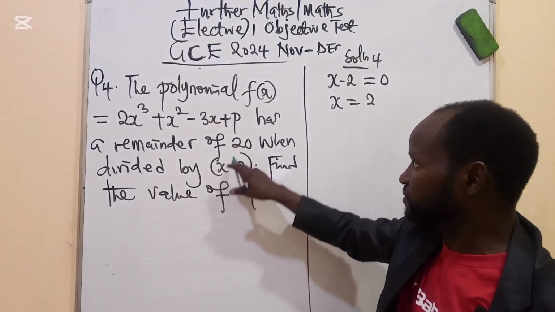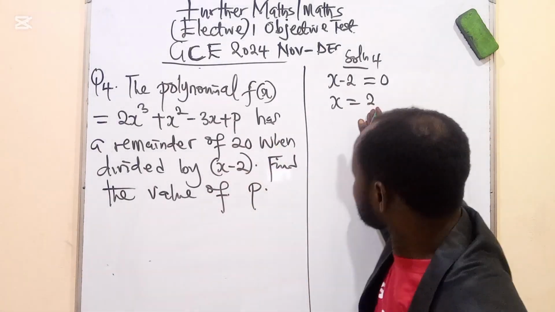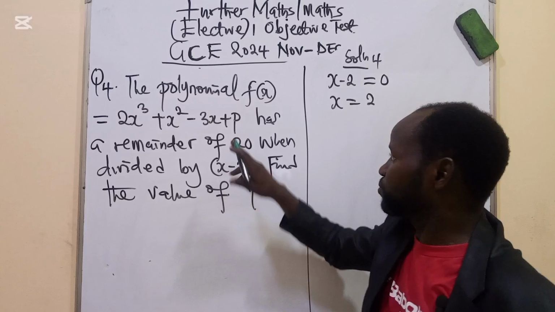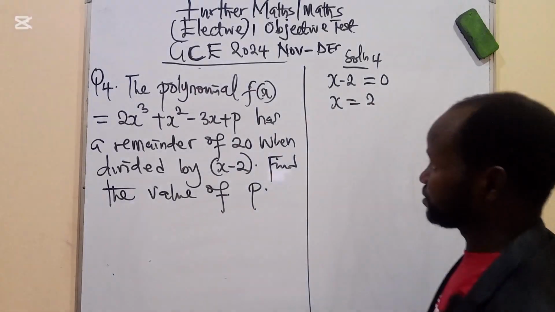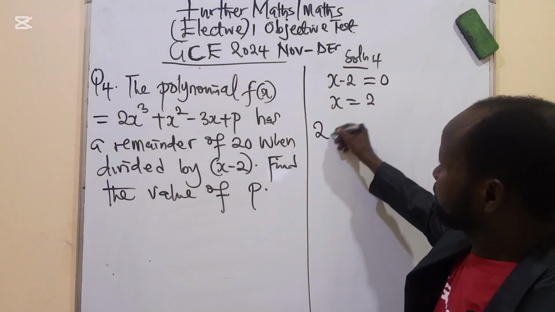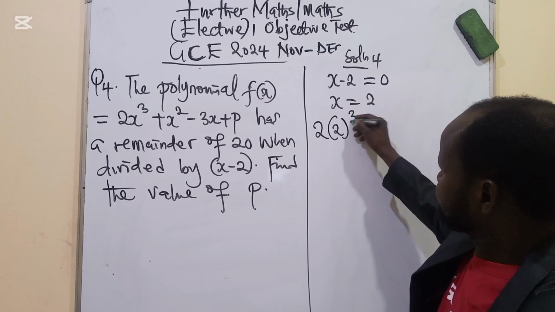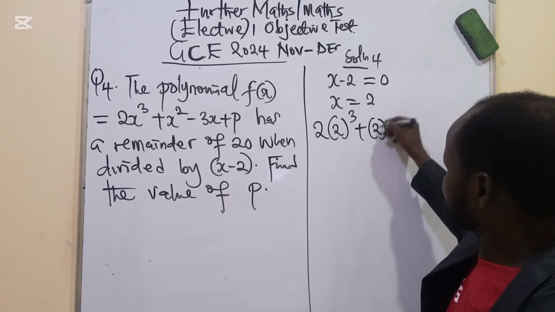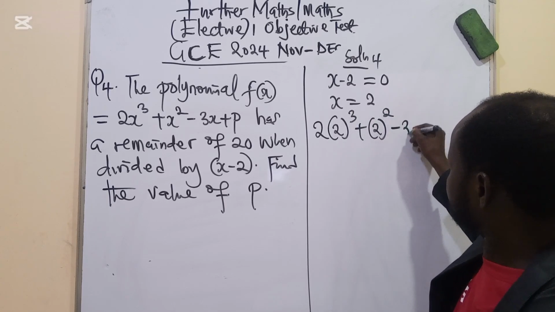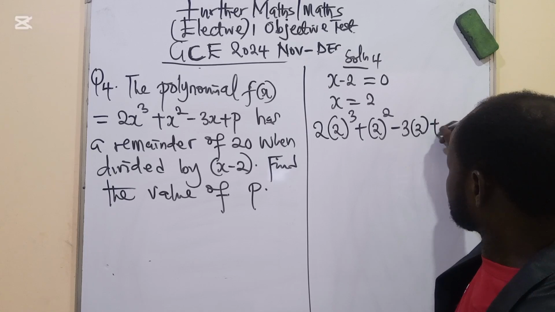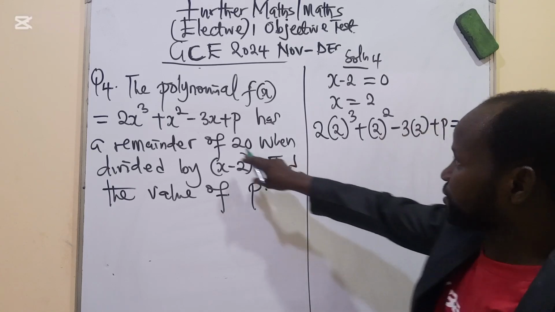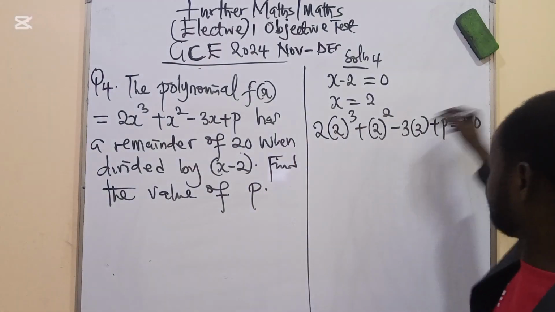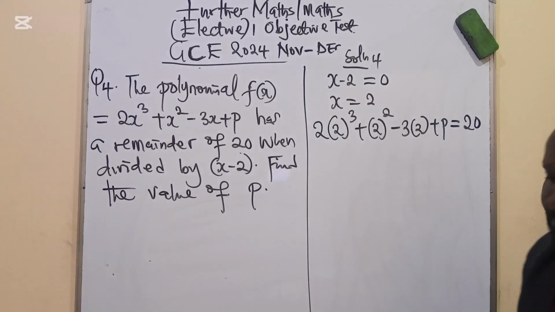But if this is not a factor, whatever the remainder, substitute the value of x into this function and equate that function to the remainder now. So it will be 2 into 2 power 3 plus 2 into 2 squared minus 3 into 2 plus p must be equals to the remainder 20. Then we solve for p.